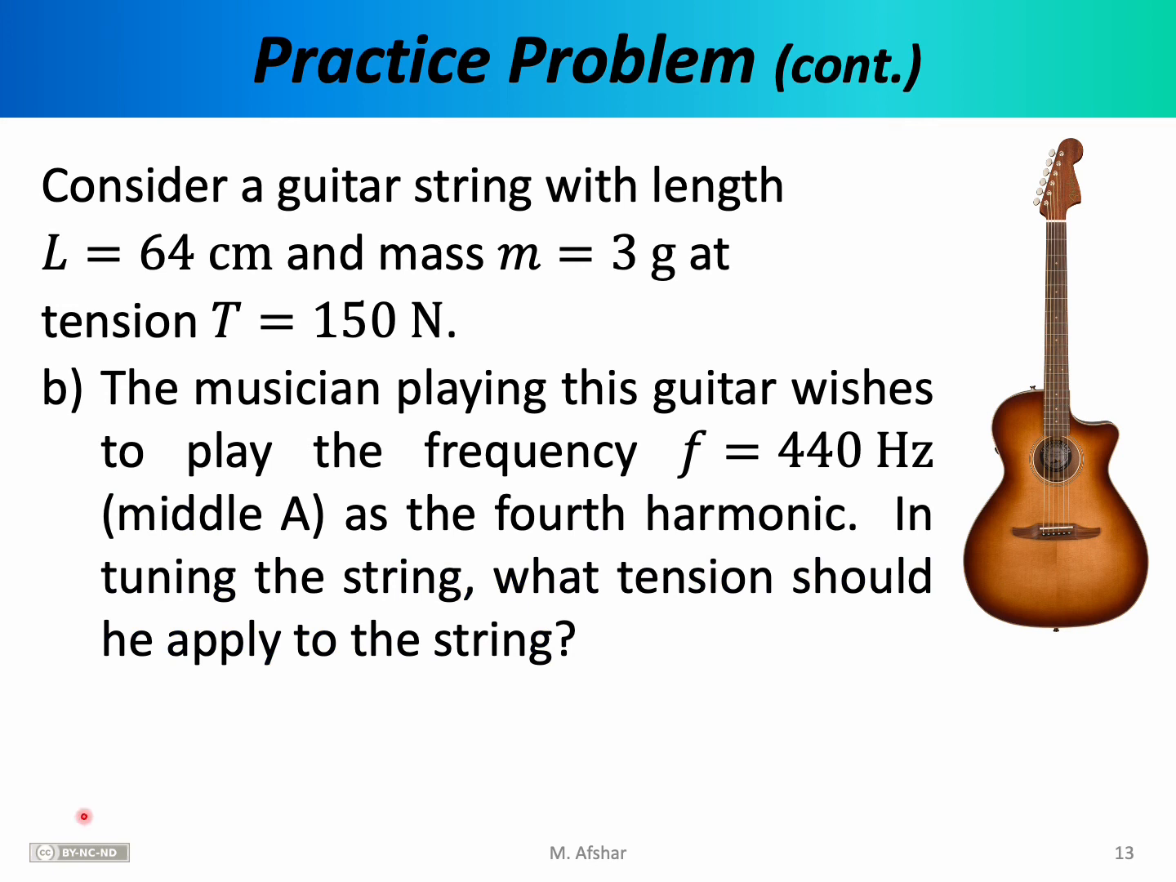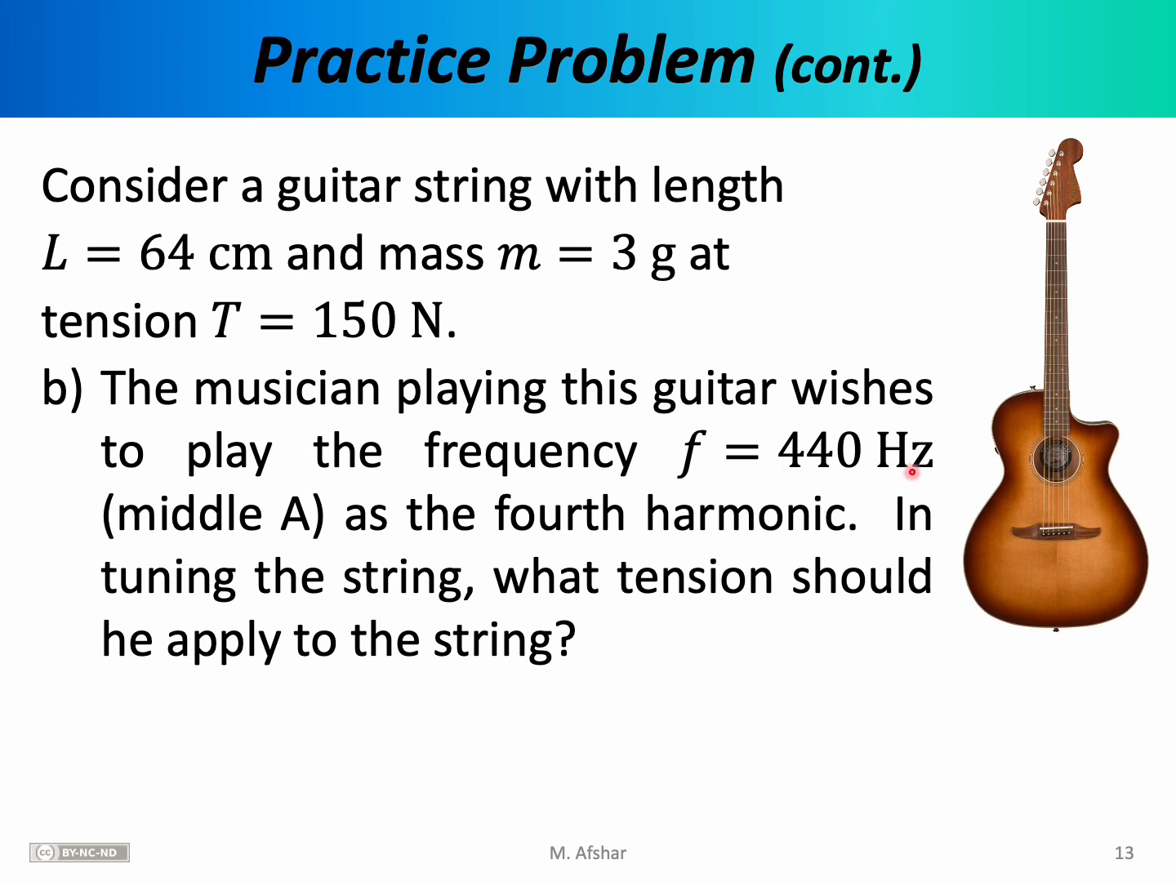Let's continue with the same practice problem. It turns out that the guitar string we described on the previous slide was slightly out of tune. Musicians can tune their musical instrument using these tuning screws that are found at the head of the guitar. Turning these screws can actually pull the guitar strings, increasing the tension, thereby changing the wavelengths and the frequencies that can be played. Suppose the musician playing this guitar wishes to play the frequency 440 Hertz as the 4th harmonic.